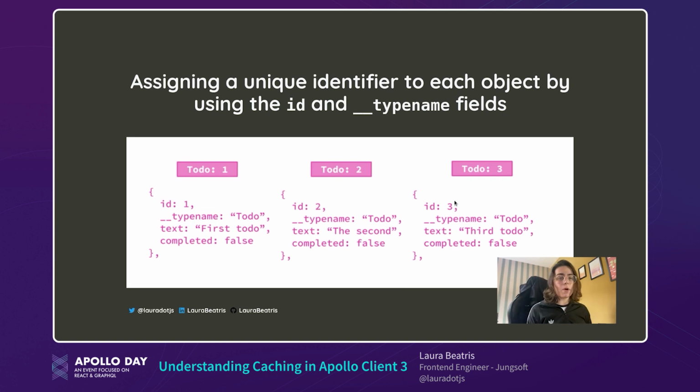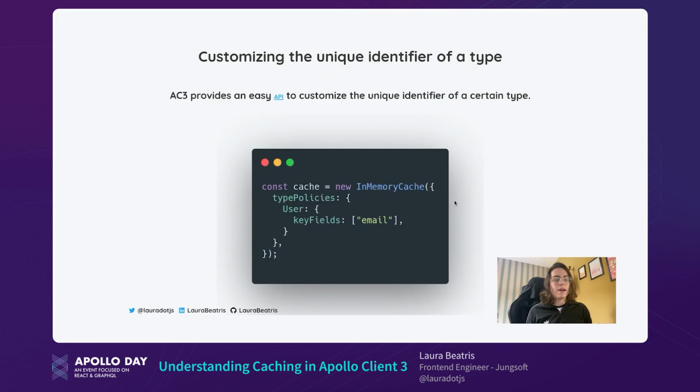By default, Apollo uses the ID field and the type name. But what happens if your entity doesn't have an ID field, but instead you have other kinds of fields that are unique? Apollo exposes an API in order to customize the unique identifier of a certain type by setting a type policy, which we are going to talk more about later.